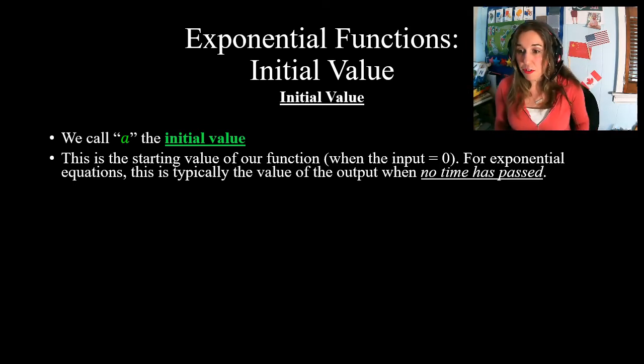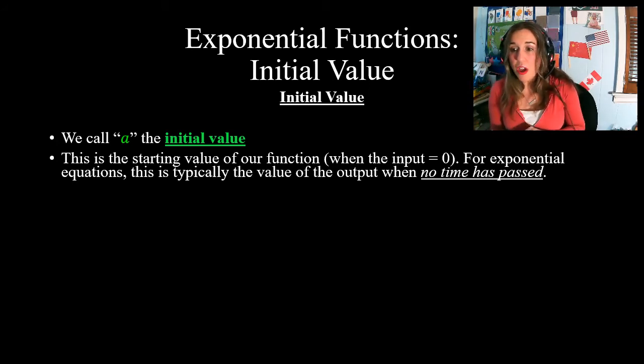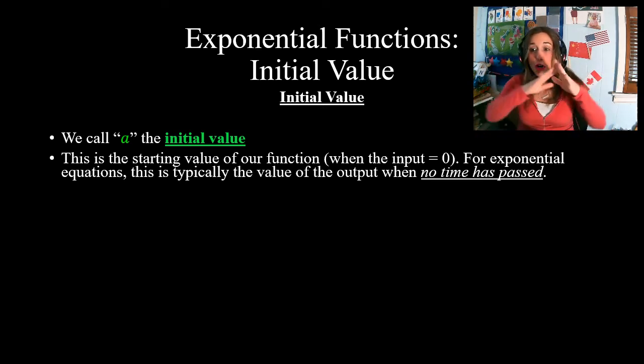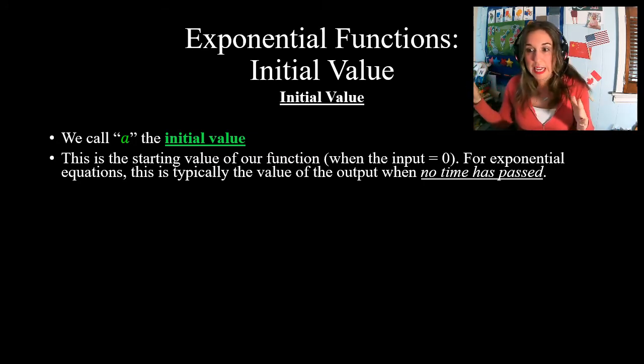I don't know if you guys have noticed, but every single problem that we've done in these first two sections has to do with time, okay? Our input is either number of days, number of months, number of years. Time is passing by. So our initial value is the point when no time has gone by yet. It's our starting time, right? It's what we have when we start, how much we have before our clock starts sort of ticking, right?